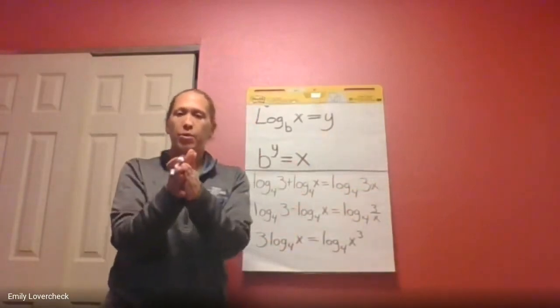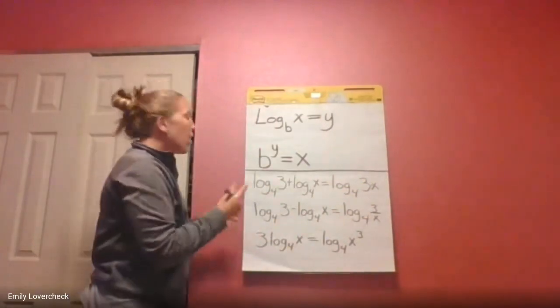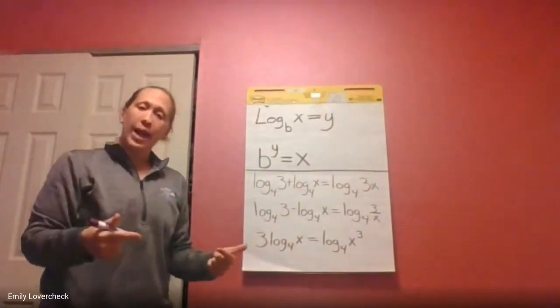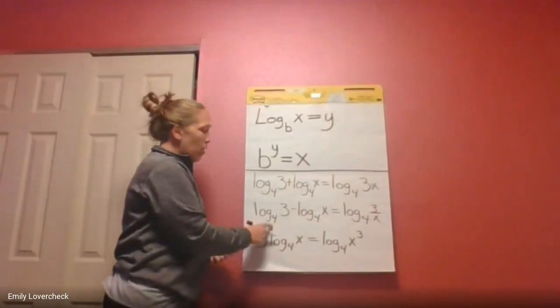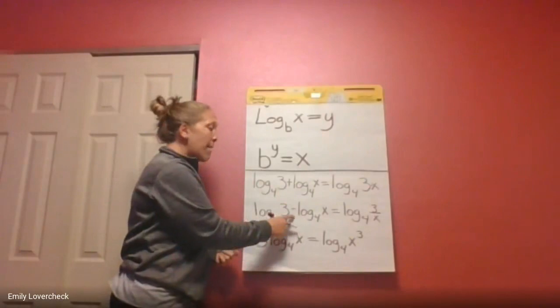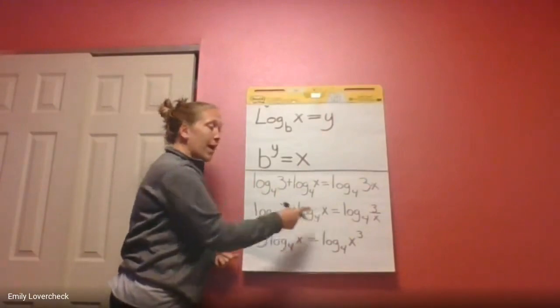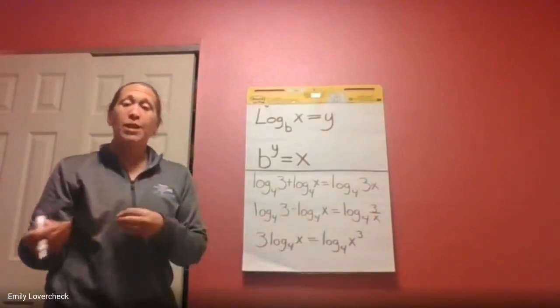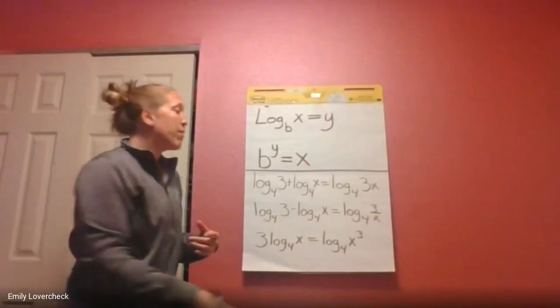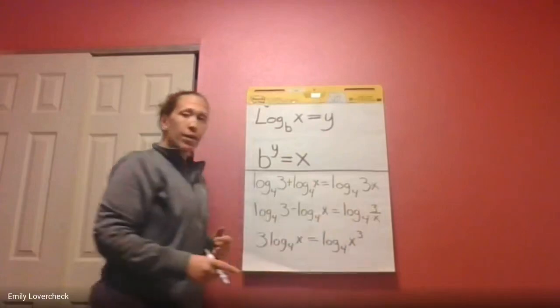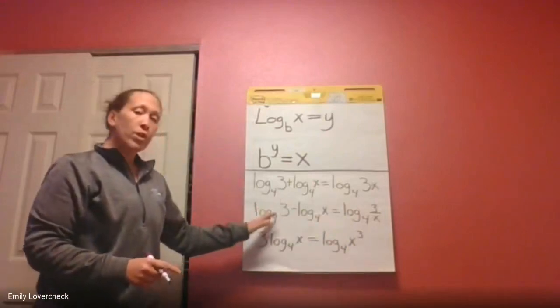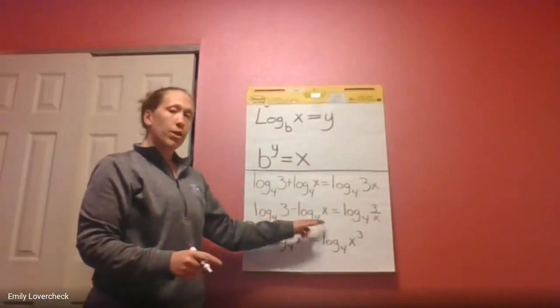The other property, again, going back to the exponent properties we talked about the last couple units: if we have log base 4 of 3 minus log base 4 of x, subtraction means division. So that would be the same thing as log base 4 of 3 over x. The first one's your numerator, the second one's always your denominator. Subtraction means division.